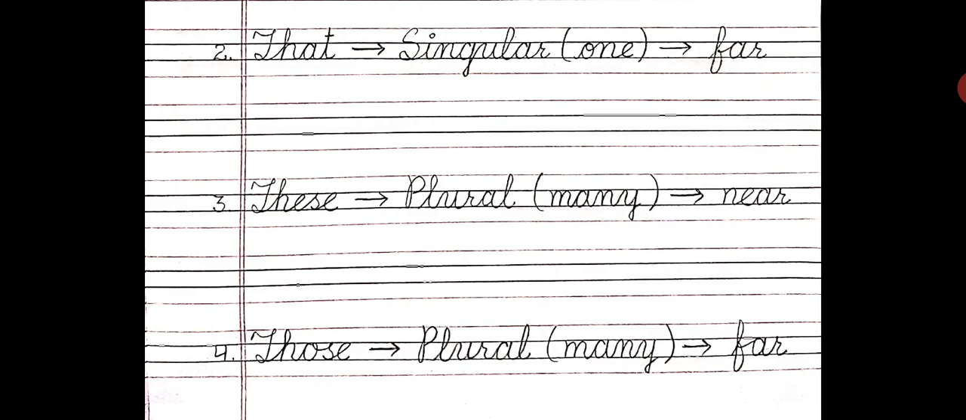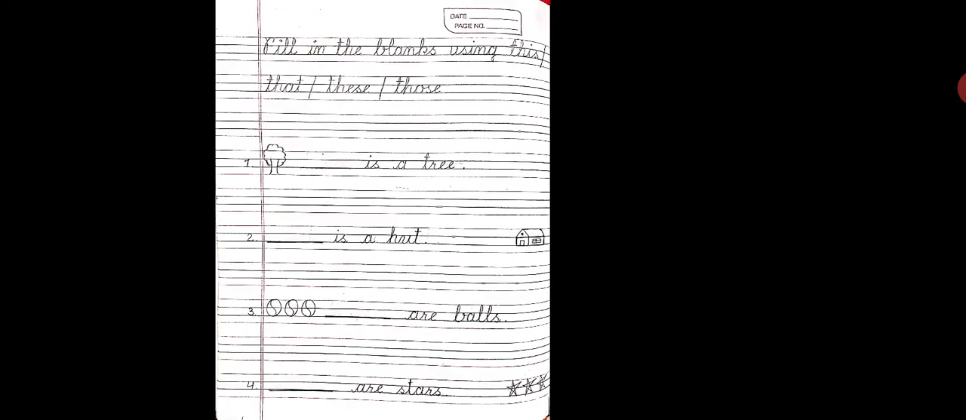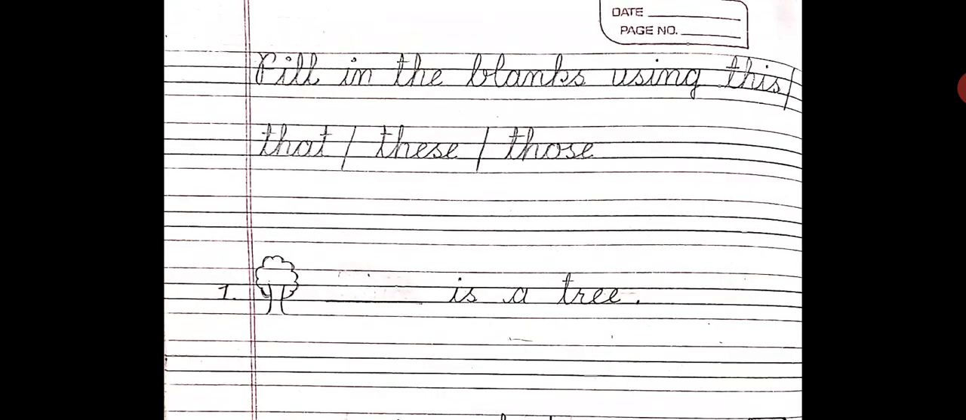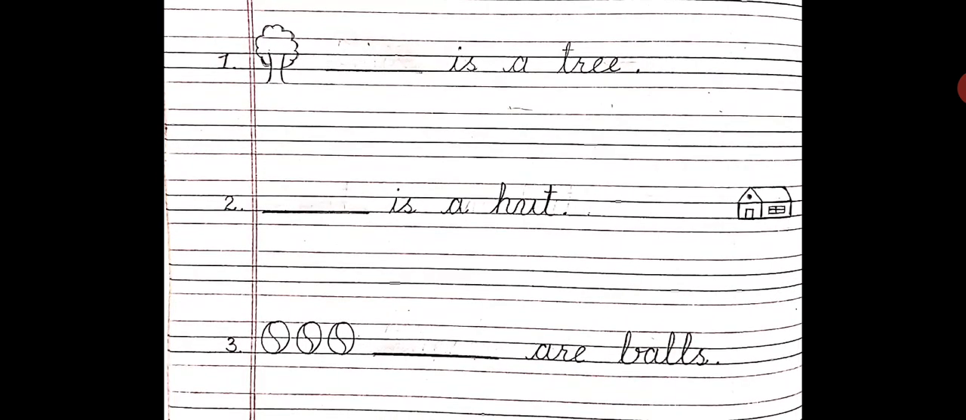So this rule states that demonstrative pronoun those will be used when any person or thing is plural or more than 1 in number and it should be far from you. Alright. Now come to the fresh page. In the first line, give a heading, fill in the blanks using this, that, these, those. Fine. Then leave a line and write the first sentence, that is dash is a tree.